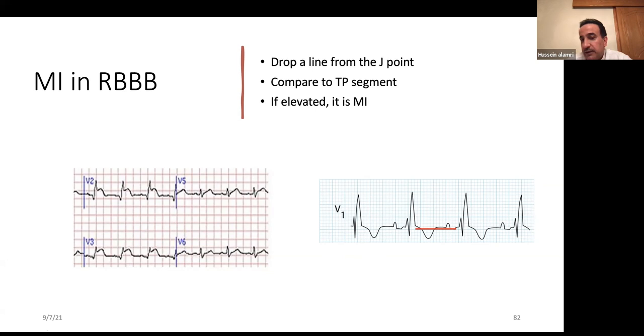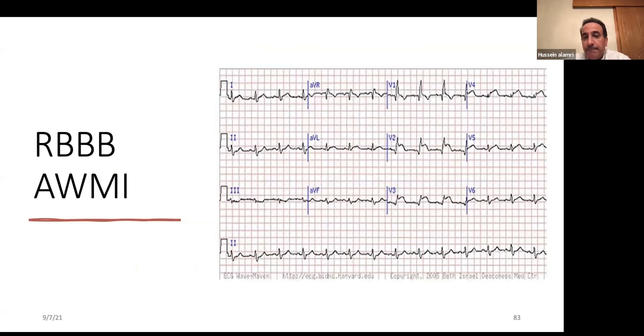this is ST elevation, okay? If we apply it to the left ECG, we drop the line from the J point and we draw a line from the TP segment, and you will find that there's significant ST elevation. Always identify the end of the QRS. Once you have identified it, it's easy to diagnose ST elevation MI, whether anterior, inferior, posterior, whatever, in these patients.